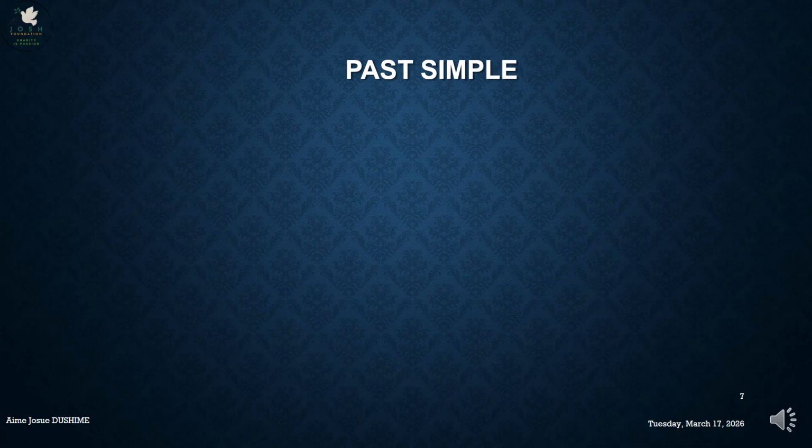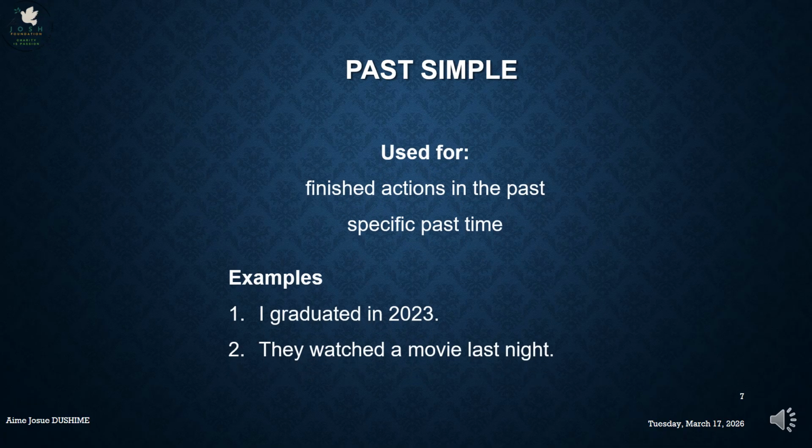Let's see the past simple. We use past simple for finished actions in the past. The action is completed in the past, and it has a specific past time. We have the time. Remember, in the present perfect simple, there is no specific time. The time is unfinished. But in the past simple, the action is finished in the past and it has a specific past time. That's something I want you to differentiate.